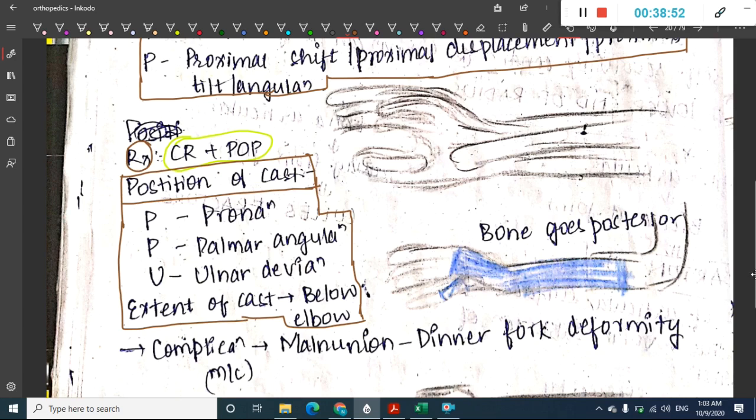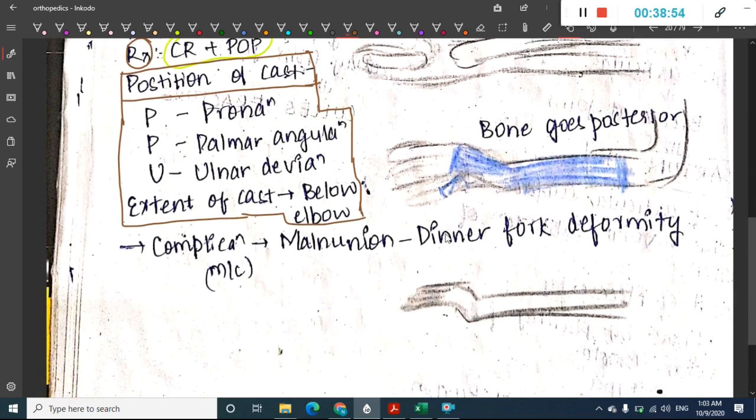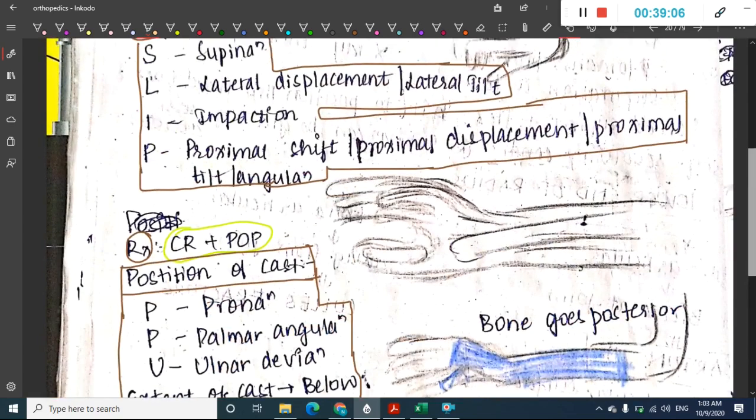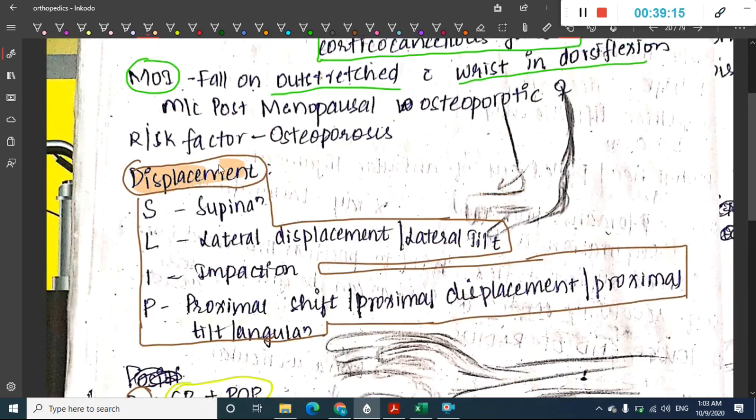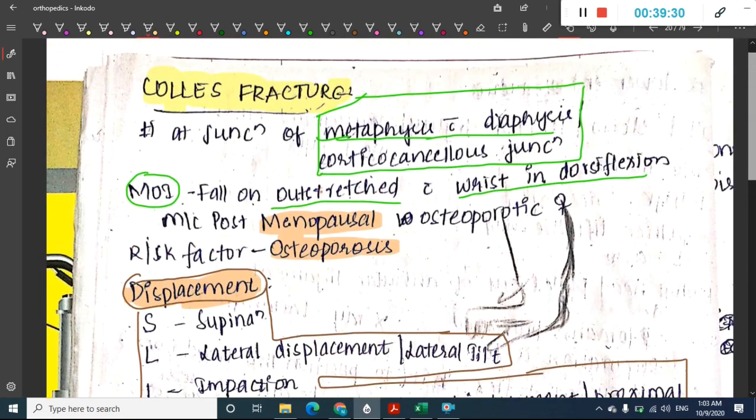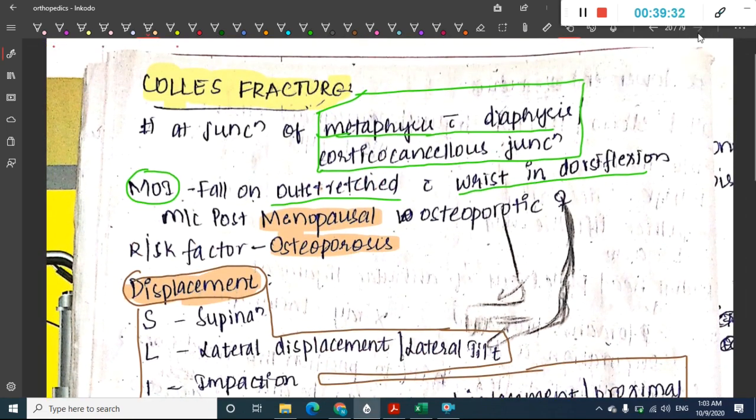What is the most common complication which you see in Colles fracture? The complication is called dinner fork deformity, which is a type of malunion. What is the position of cast? Pronation, palmar angulation, ulnar deviation. What is the displacement you see here? Supination, lateral displacement, lateral tilt, impaction, proximal shift, proximal displacement, and proximal tilt and angulation. So this is about Colles fracture.